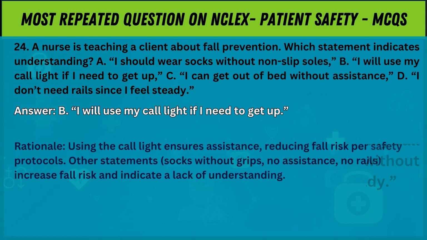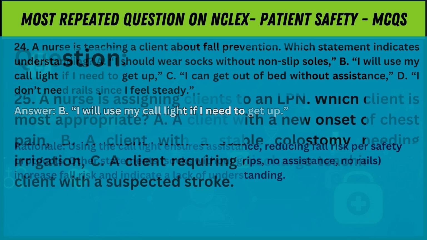Answer: B. I will use my call light if I need to get up. Rationale: using the call light ensures assistance, reducing fall risk per safety protocols. Other statements: socks without grips, no assistance, no rails, increase fall risk and indicate a lack of understanding.